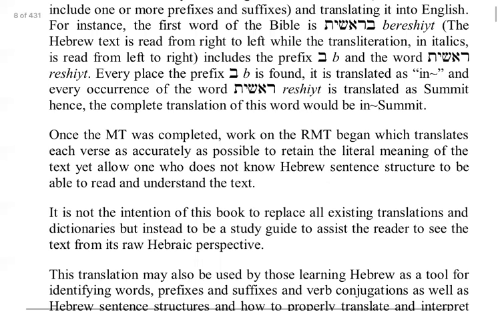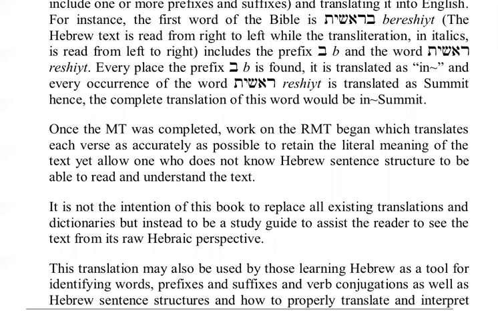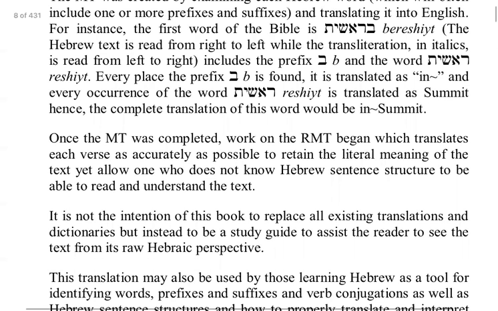The first word of the Bible is Bereshit. The Hebrew text is read from right to left, while the transliteration in italics is read from left to right. Okay, so in Hebrew, you're going to see this kind of direction here. Okay, so it's right to left, whereas we might read English left to right, see, that way. So that's the difference there that he's bringing out.